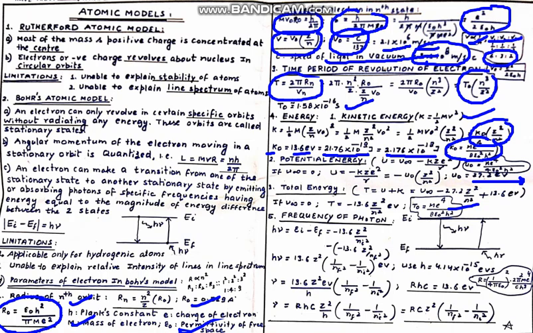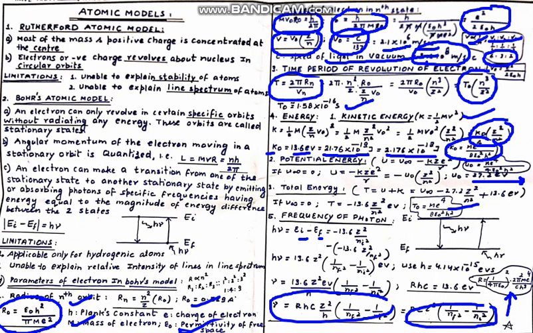Then we have frequency of photons. So using h nu is equal to Ei minus Ef, the final result comes out to be this. And this R is the Rydberg constant. So in this way we have calculated certain parameters based on the atomic models.